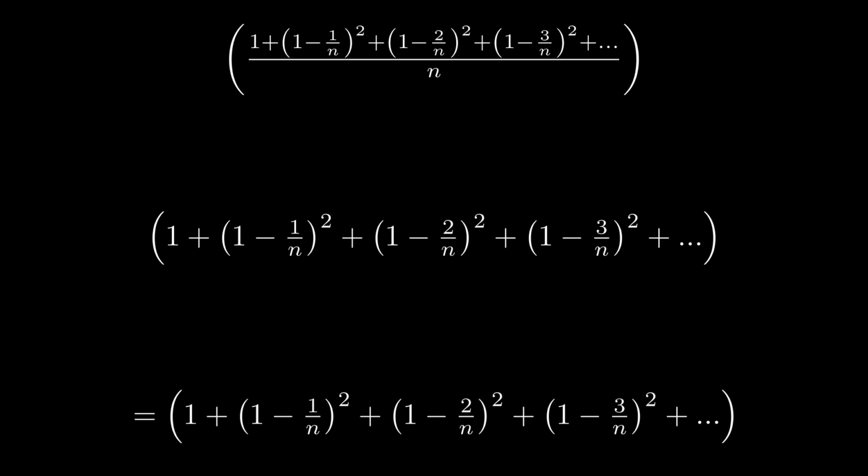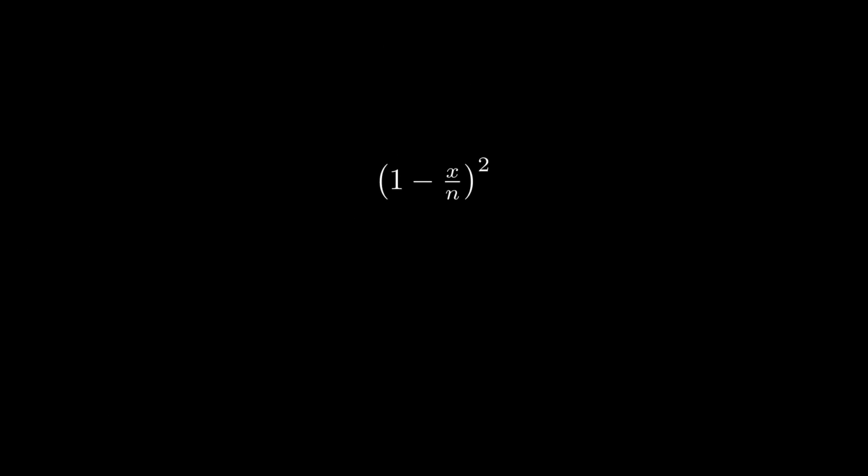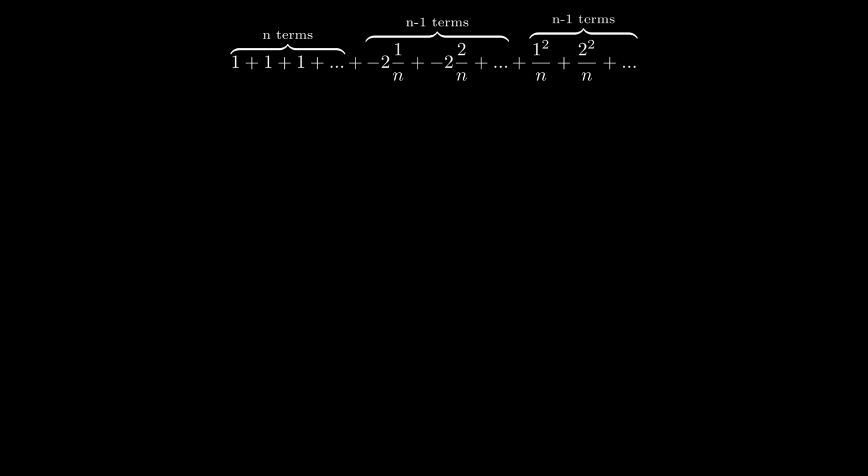If you look at each squared term carefully, you can see that they are in the form (1 minus x over n) whole squared, where x is a natural number that increases for each succeeding term. Opening it up, it will be equal to 1 minus 2x over n plus x squared over n squared. Great! Let's apply this in our original expression. There were n minus 1 squared terms, so there will be n ones, as we have to include the 1 at the start. There will be n minus 1 negative 2x over n terms, and there will be n minus 1 x squared over n squared terms.